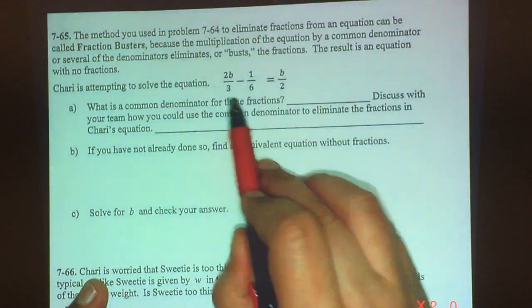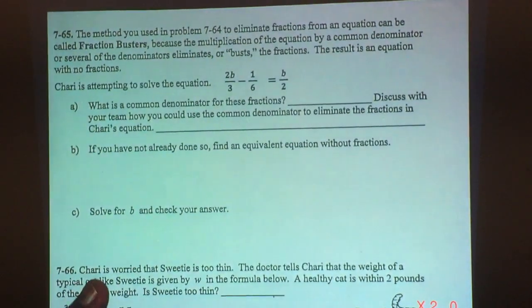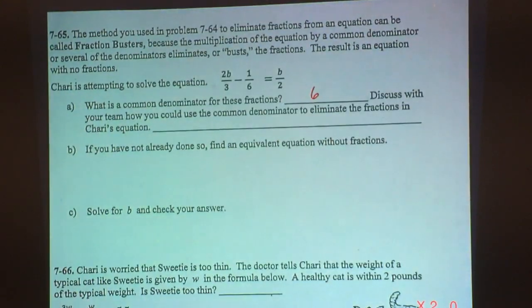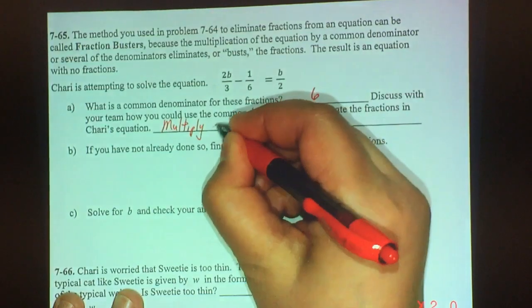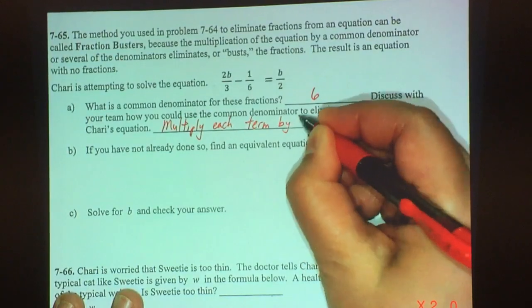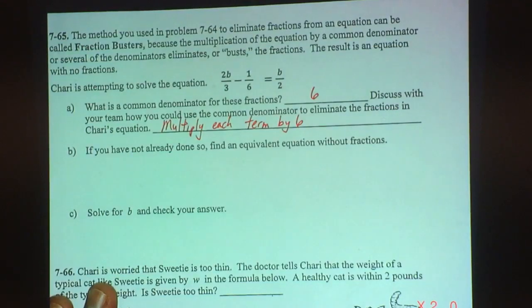So I have 3, 6, and 2 as my denominators. So what's a common denominator of 3, 6, and 2? 6. 6 is a common denominator because 3 will divide into 6, 6 will divide into 6, and 2 will divide into 6. Discuss with your team how you could use the common denominator to eliminate the fractions in Shari's equation. We will multiply each term by 6. And so I think that's exactly what they want us to do in B.